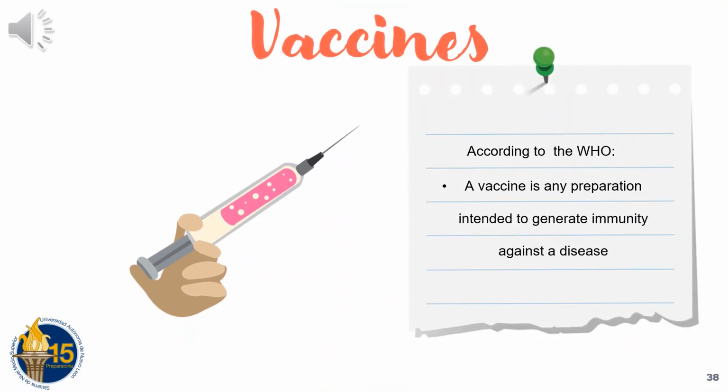One way to prevent some diseases is vaccines. The WHO defines a vaccine as any preparation intended to generate immunity against a disease by stimulating the production of antibodies.